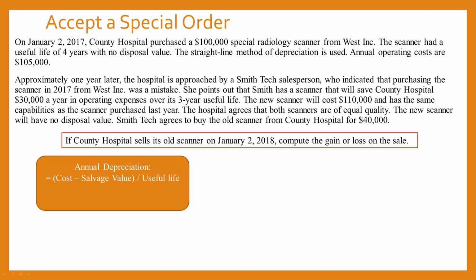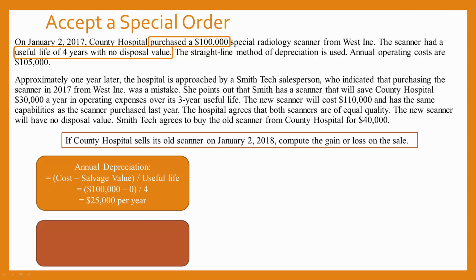So if we go back to our paragraph, the initial scanner price was $100,000. It has a 4-year useful life and 0 salvage value. So we can calculate that annual depreciation is $25,000 per year. Next, we need to determine what total accumulated depreciation is. Well, in this case, only 1 year has gone by. So we would just take our $25,000 annual depreciation times 1 year to determine that the accumulated depreciation so far is $25,000.